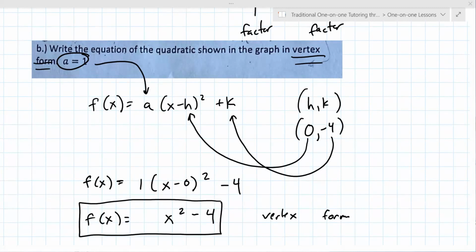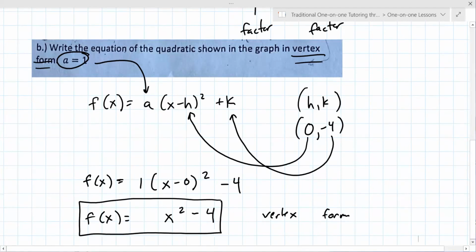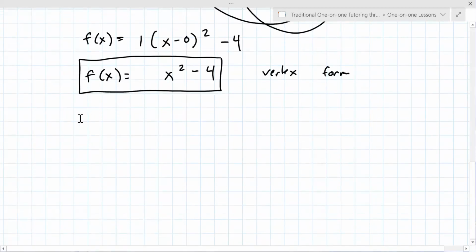Okay. Let's do part C. Or do you want me just to start with a new problem? Let's do part C and then we can do a new one. Okay. So part C, no, I get part C. Let's just do it. Okay, no problem here.